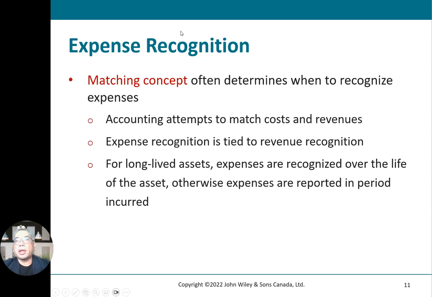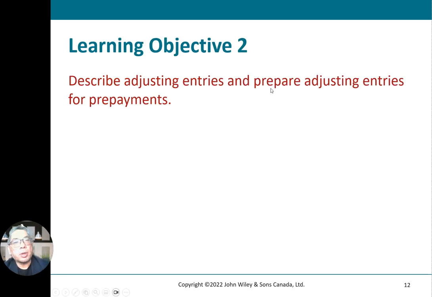In terms of expense recognition, the matching concept often determines when to recognize expenses. Accounting attempts to match costs and revenues. Expense recognition is tied to revenue recognition. Long-lived asset expenses are recognized over the life of the assets. Otherwise, expenses are reported in the period. That basically concludes objective number 1.